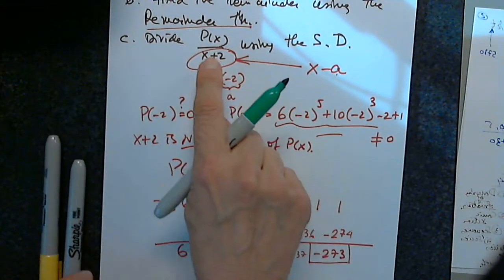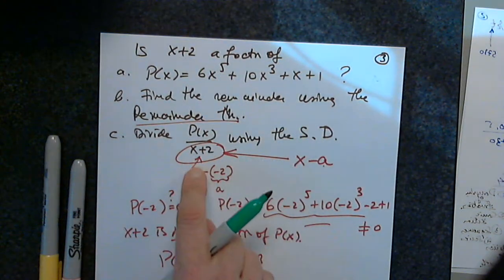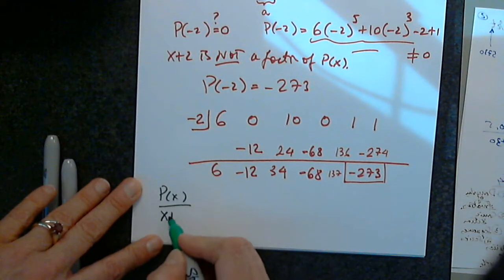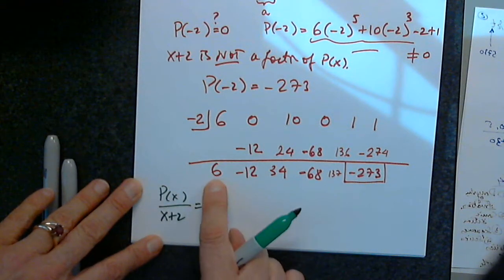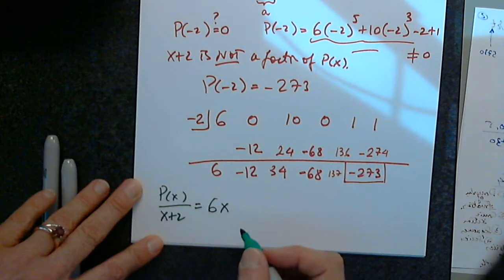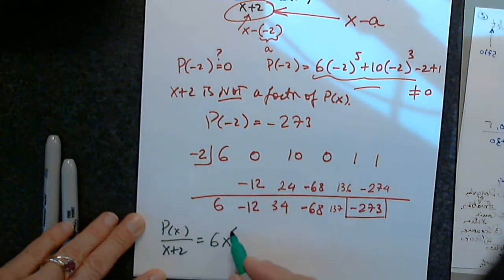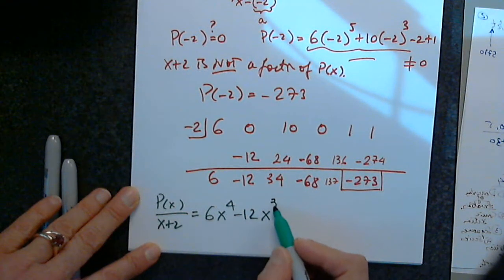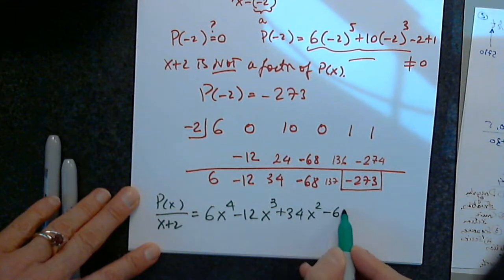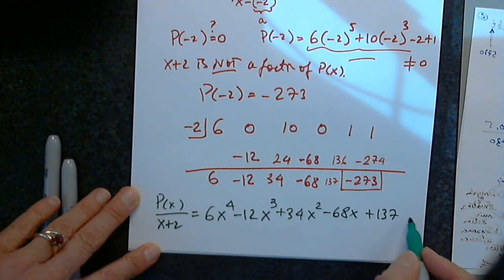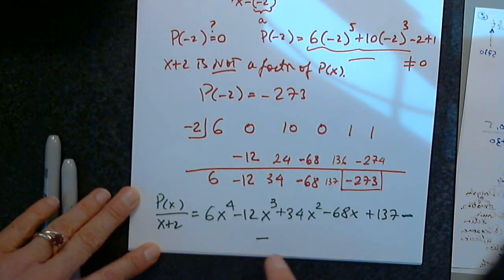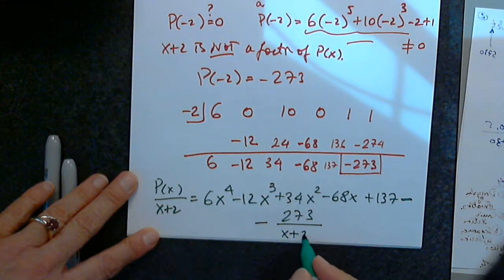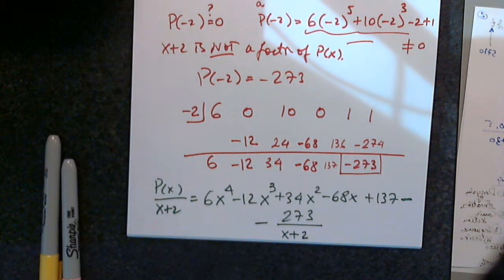And I know that this is power 5, and I divide by power 1. So what will be the division? So p of x divided by x plus 2 is 6x to the 4th minus 12x to the 3rd plus 34x squared minus 68x plus 137, and minus, in front of the fraction line, at the top 273 and the denominator x plus 2. Yep, very good.